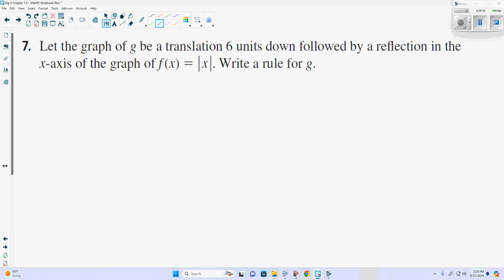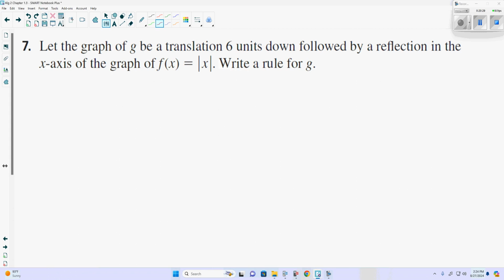Let the graph of G be a translation of 6 units down, followed by a reflection in the x-axis of the graph of f of x equals the absolute value of x. Write a rule for G. Find the equation. That's all it means. Write a rule for it. Find the equation for it.